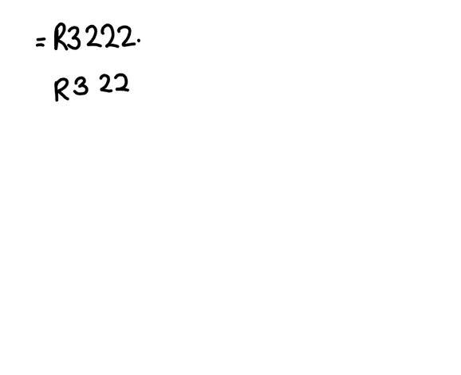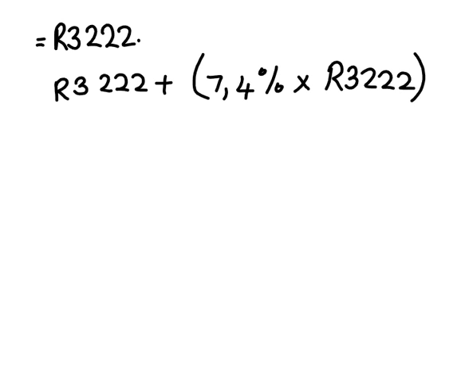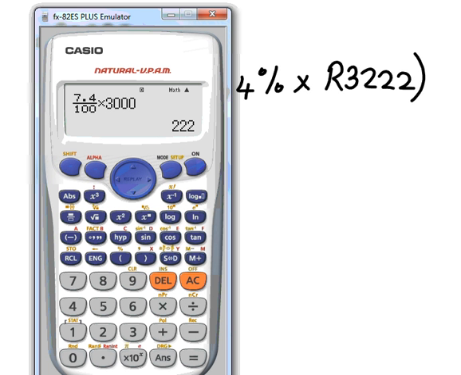Right, so at the end of 2011, I had 3,222 Rand. So then the following year, remember what it said? It said it's going to increase, so you're going to have 3,222 Rand plus 7.4% of the new amount, 3,222. Calculator out. Plus 3, 1, 2, 3 equals. So we've got 322 Rand.